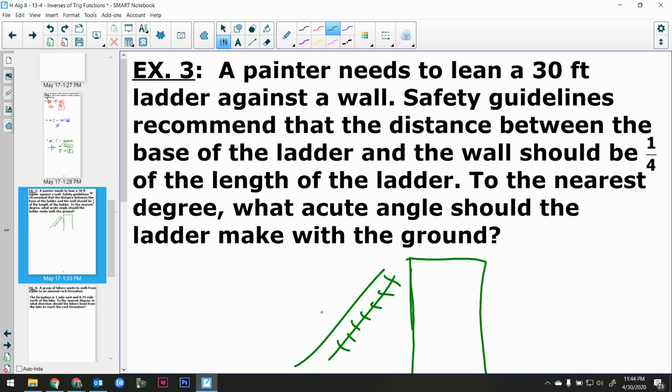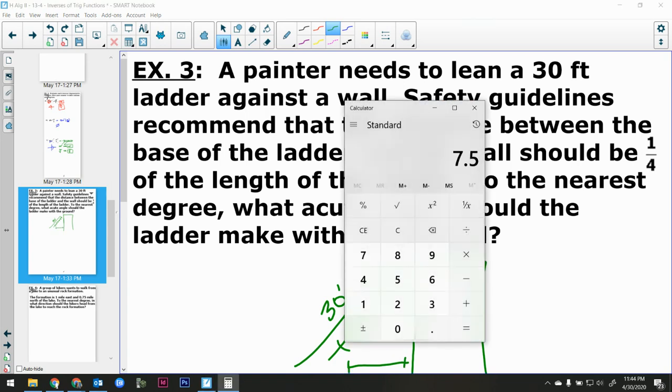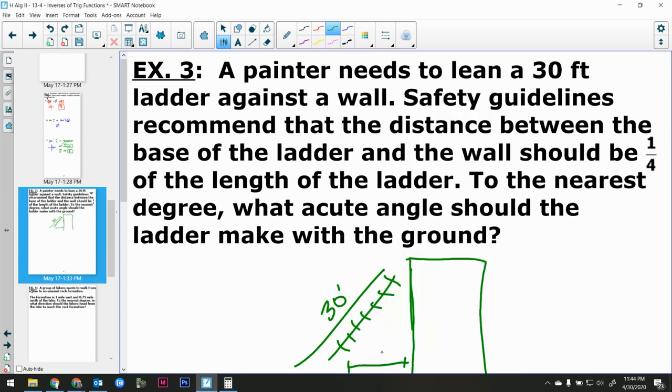So this is a 30-foot ladder. Safety guidelines recommend that the distance between the base of the ladder and the wall should be 1/4 of that amount. So let's take 30 divided by 4, which is 7.5 feet. That's at least 7.5 feet. So what angle should the ladder make with the ground? What should my theta be? Well, what do I have here? This is the adjacent side, and this is the hypotenuse. So what's the only trig ratio that deals with adjacent and hypotenuse?